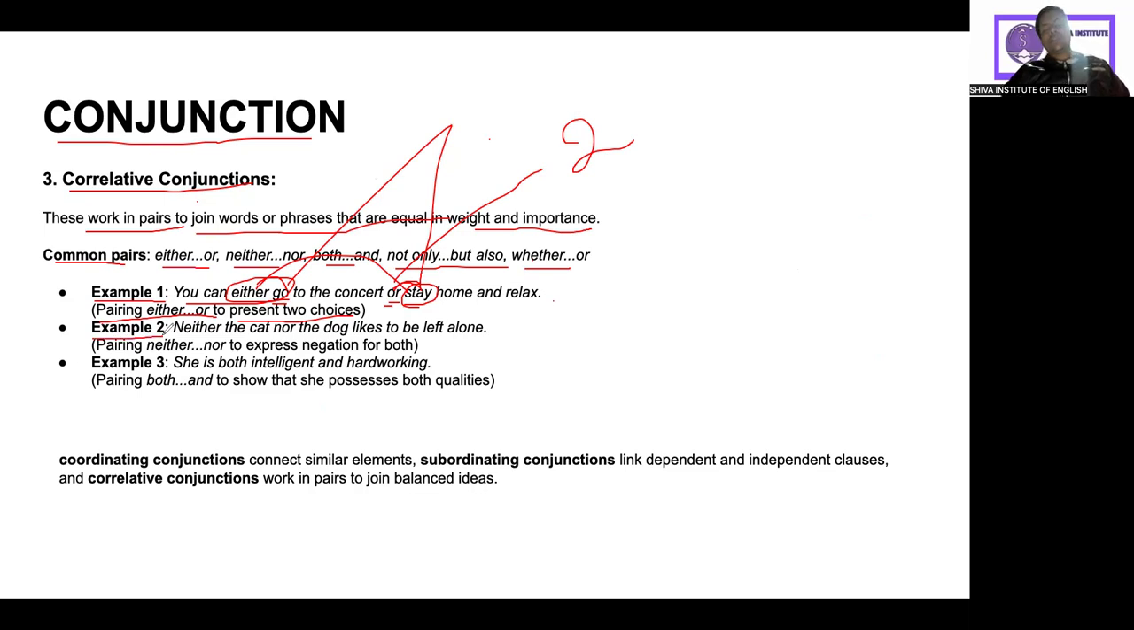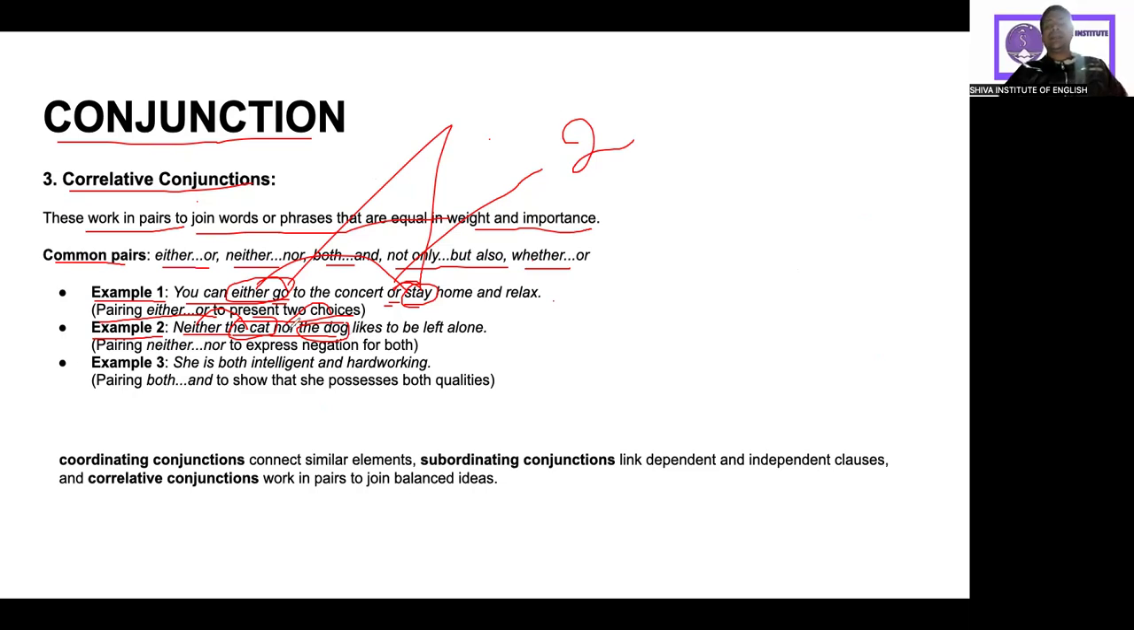Second example: neither the cat nor the dog likes to be left alone. Do you see that neither is used before the cat, which is a noun phrase, and nor is used before the dog, which is also a noun phrase? So neither...nor is known as a pair conjunction.